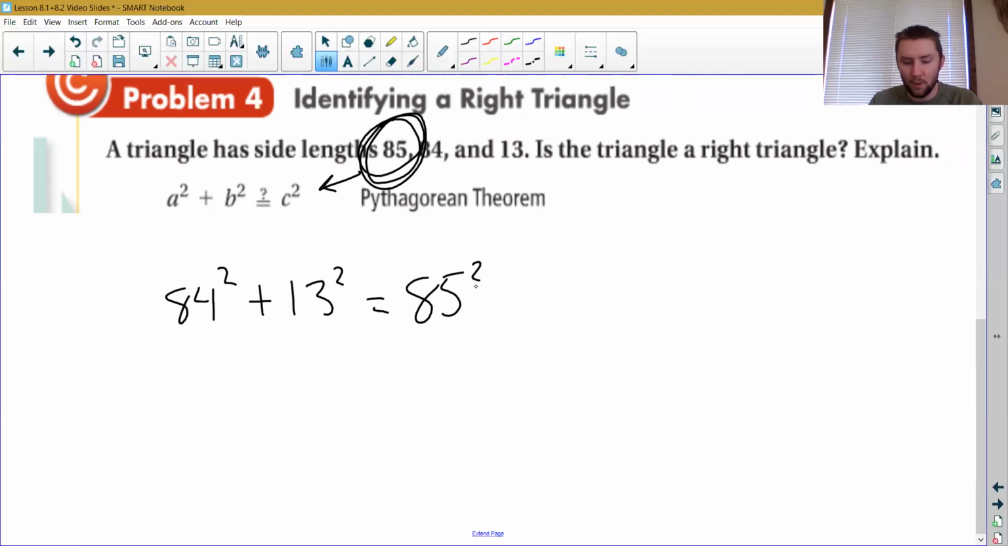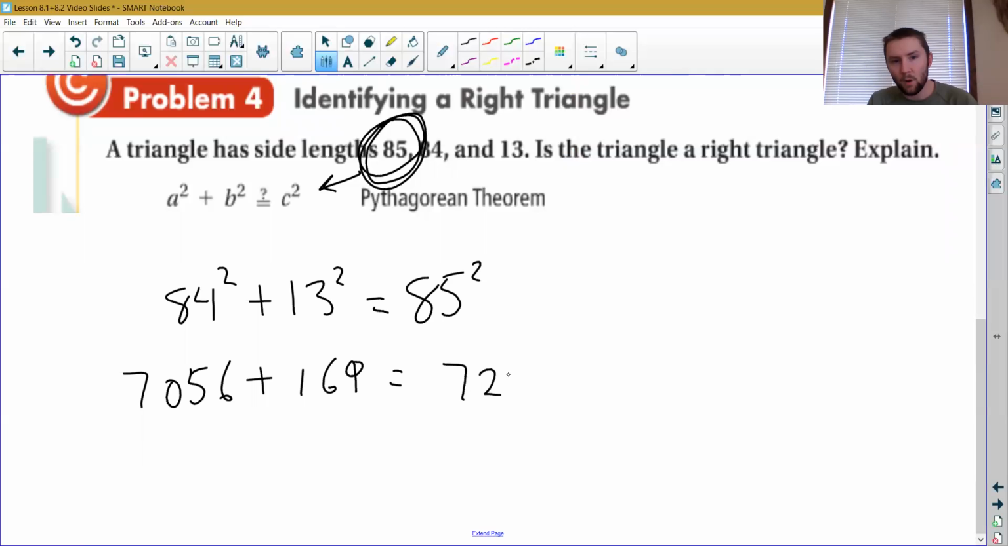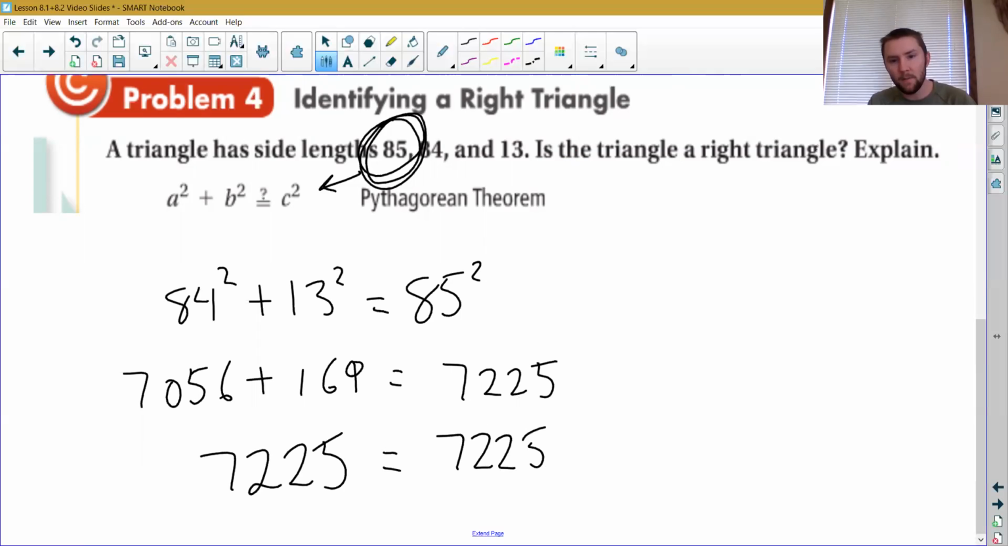So if I do 84 squared, I get 7,056. If I do 13 squared, I get 169. When I do 85 squared, I get 7,225. So the question is, if I do 7,056 plus 169, what do I get? 7,056 plus 169. I get 7,225. Is that the same as 7,225?